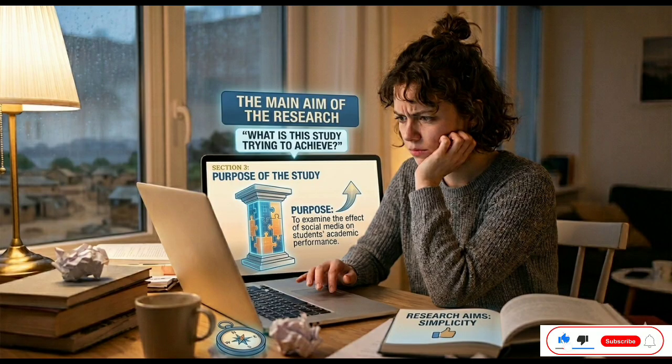Section 3, Purpose of the study. This section explains the main aim of the research. It answers the question, what is this study trying to achieve? For example, the purpose of the study may be to examine the effect of social media on students' academic performance. Keep it simple and connected to your topic.